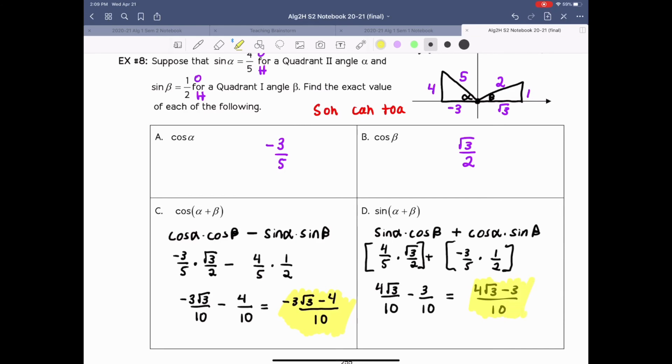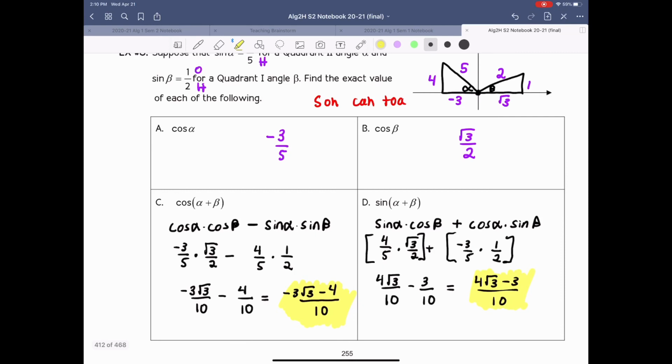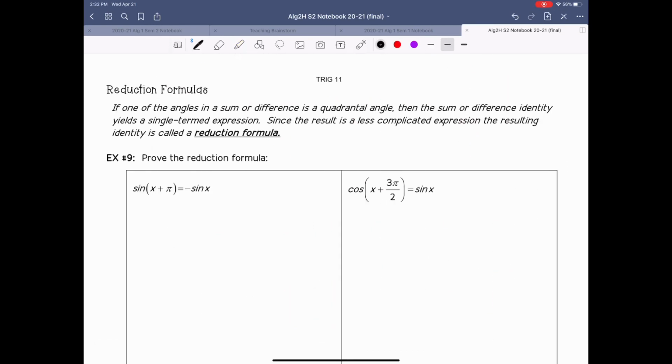All right, you guys, let's go ahead and move on to the next page, the last page of the notes, and we'll go over just a couple more examples. So let's talk a little bit about what are called reduction formulas. If one of the angles in a sum or difference is a quadrantal angle, then the sum or difference identity yields a single-termed expression. Since the result is less complicated than the resulting identity, it is called a reduction formula.